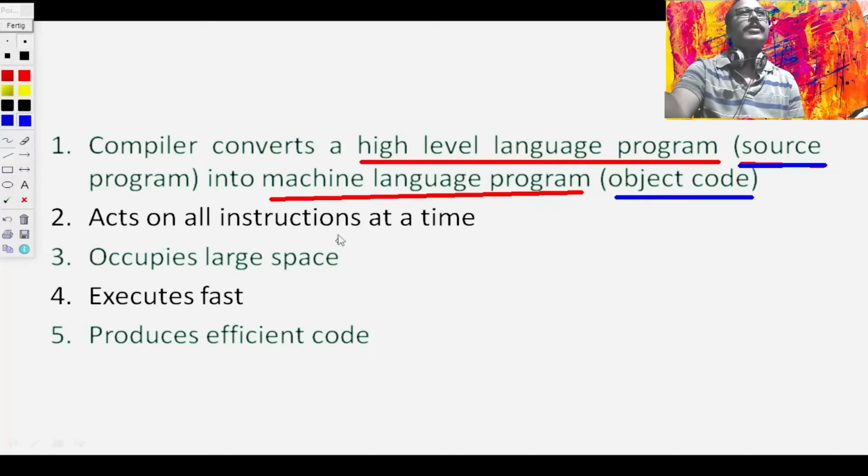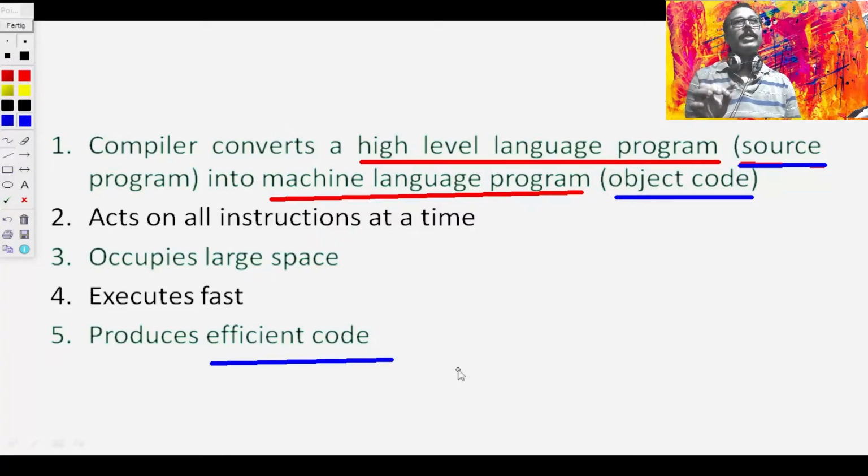The difference between compiler and interpreter is that the compiler acts on all instructions at a time. You might have heard the word that somebody compiled the works of somebody else. Compile means they took everything and translated. They occupy more space, that is, they are larger in size compared to the interpreter, but they execute fast and produce efficient code. That is important. The programs translated using a compiler execute fast, and it also results in efficient code.